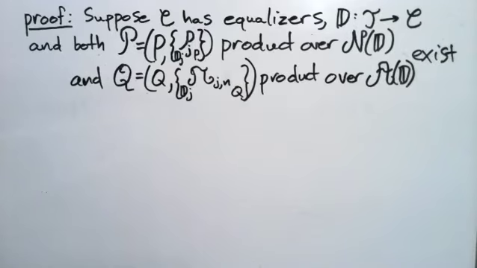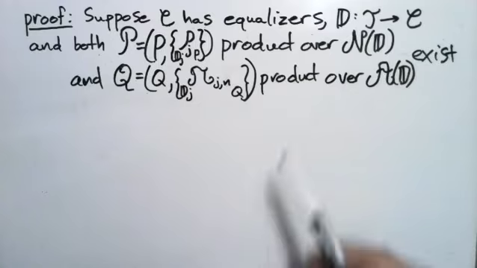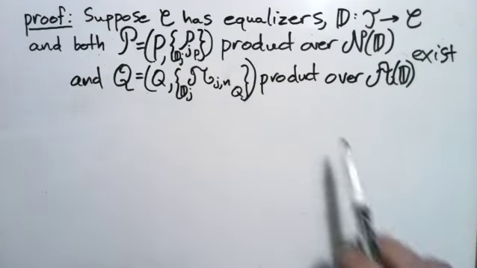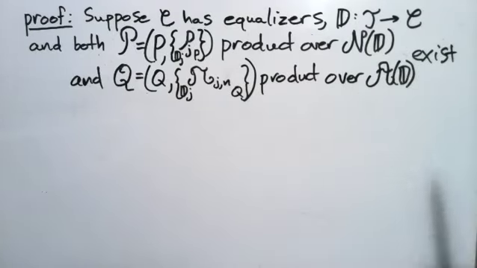So let's start the proof by first capturing those assumptions that we just saw. So suppose C is a category with equalizers, and suppose that D is a diagram in C, where the product over the diagram of nodes of D and the product over the diagram of arrows of D both exist.